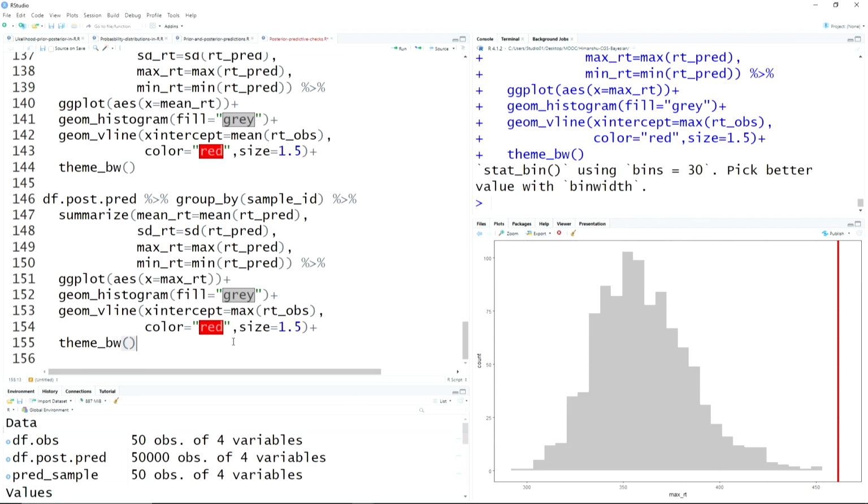So that's very interesting. Let's see what happens with minimum RT. I think minimum RT could be fine. I don't see there could be big discrepancy in minimum RT.